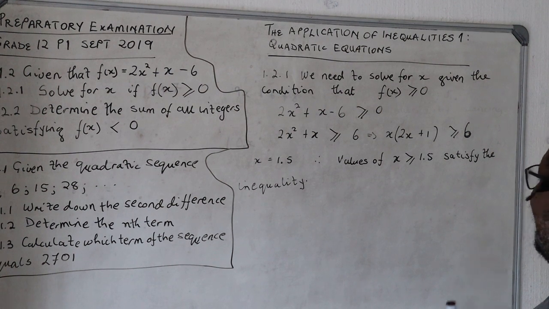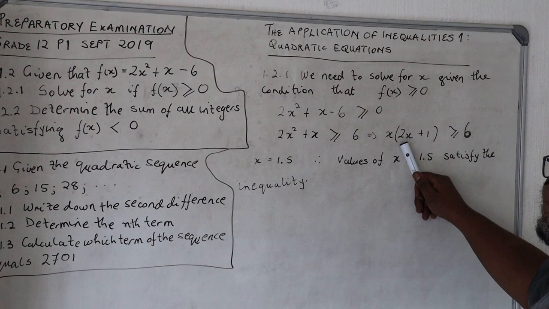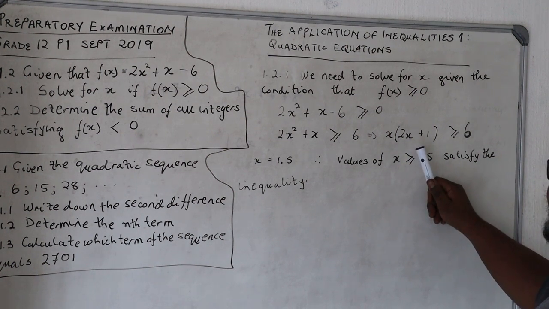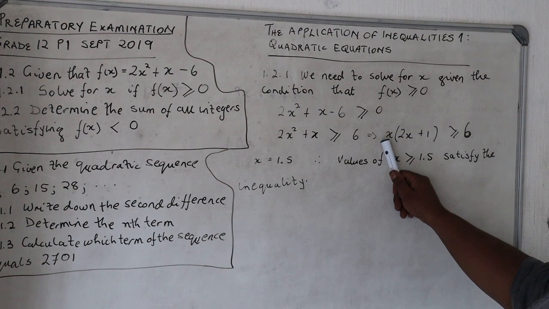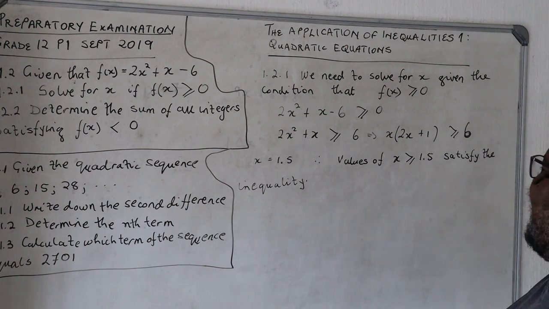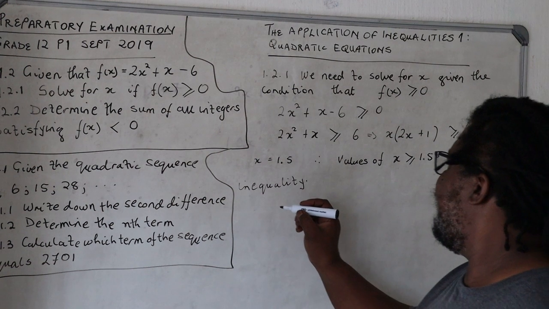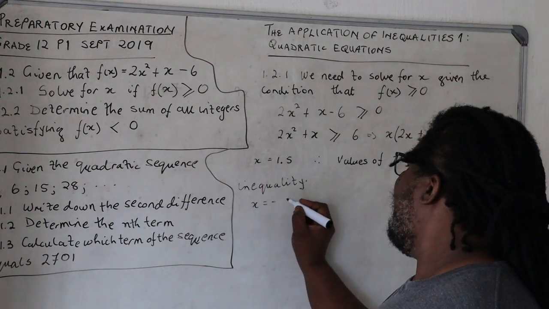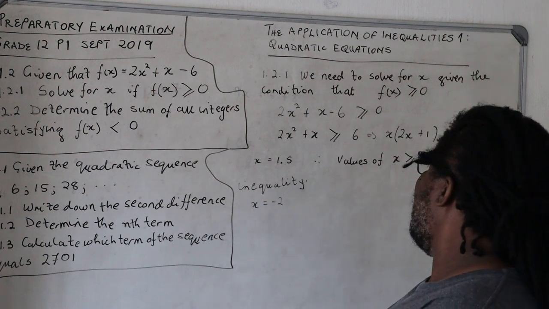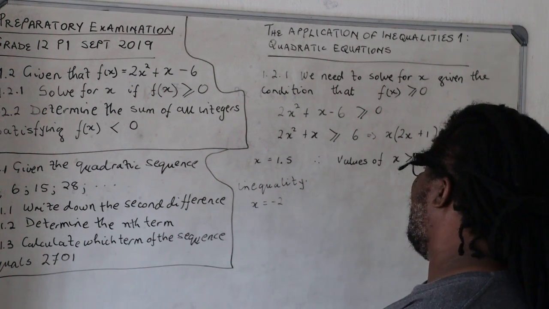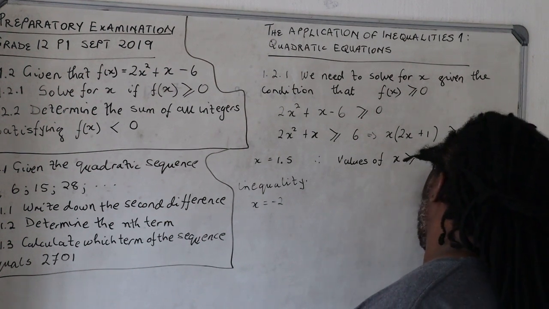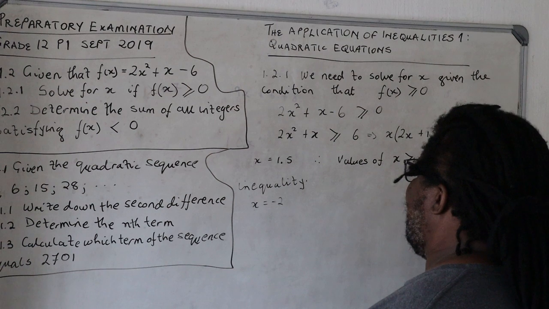So let us look at x is equal to minus 2. We get minus 2 times 2 is minus 4, plus 1, that gives us minus 3, times minus 2, that gives us 6, and therefore x is equal to minus 2 satisfies the condition that this expression is indeed equal to 6.